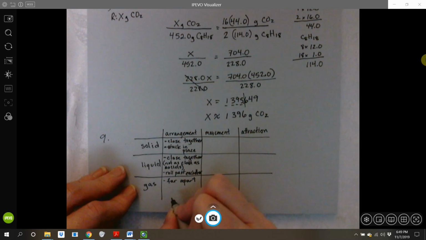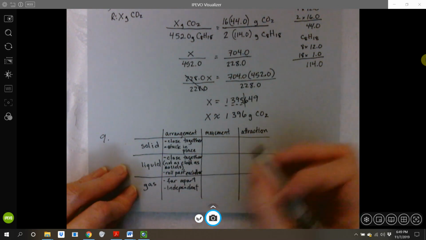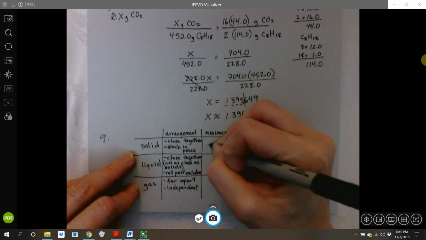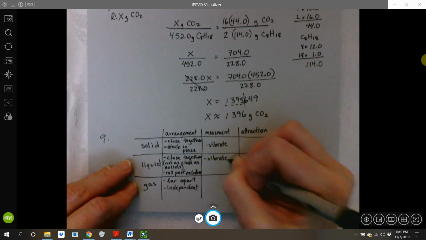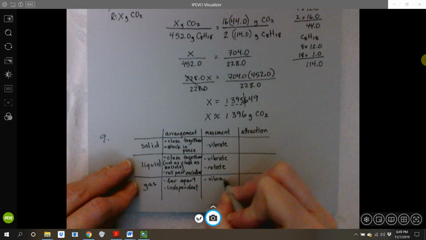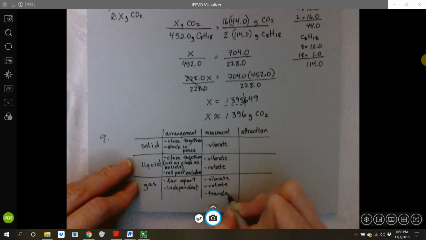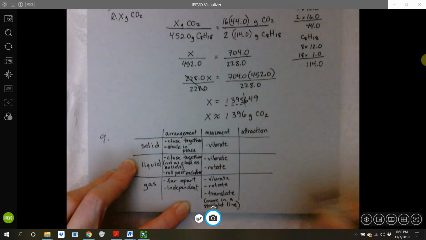And that's it. They're just really far apart from each other. That's all. They're not stuck. They're totally independent. Let's say that. And also, their movement is independent. So, movement, solids, they vibrate. That's it. Liquids, they vibrate, and they also rotate. And gases vibrate, rotate, and also translate, meaning they move in a straight line.